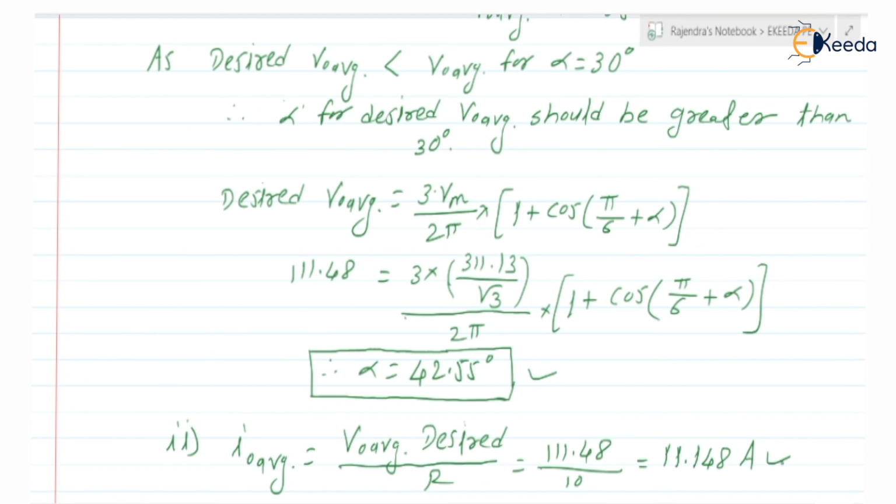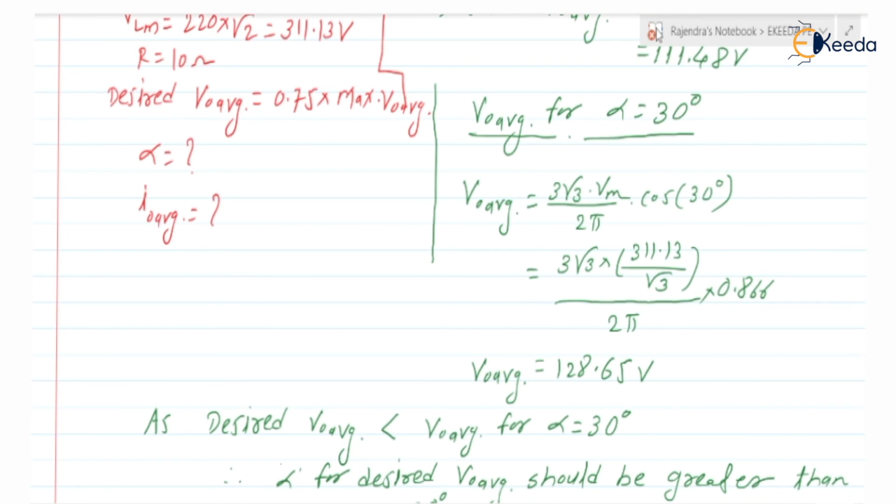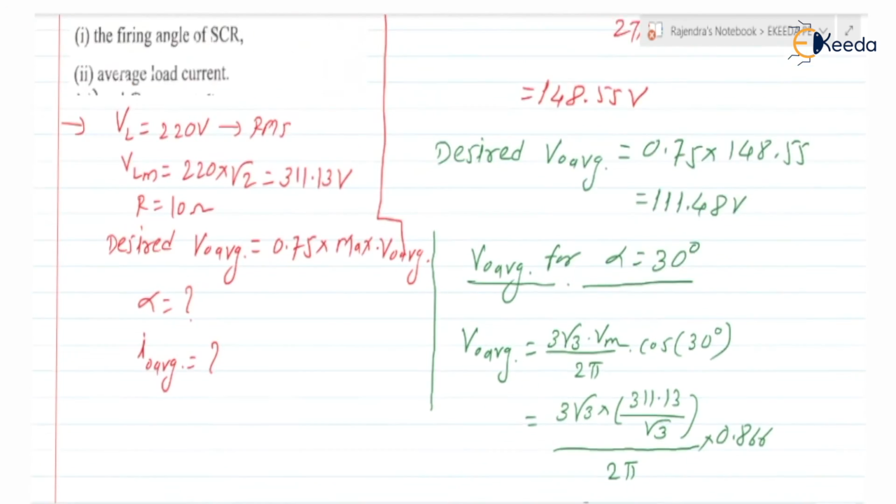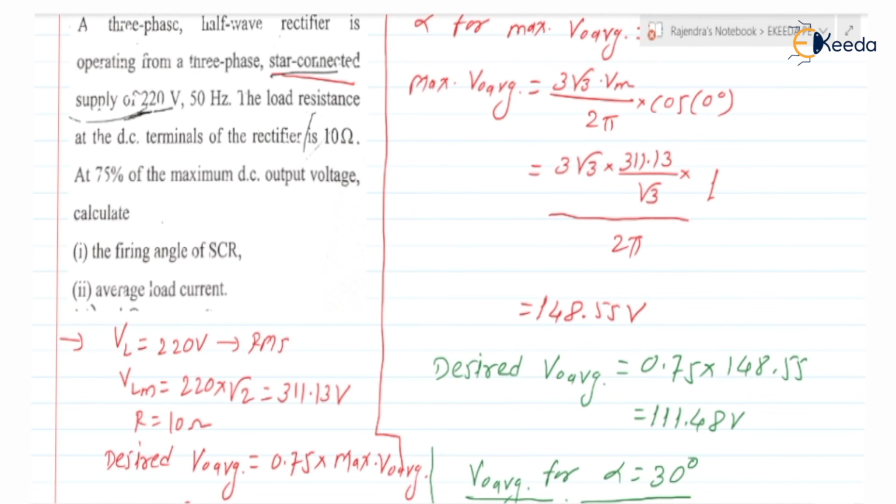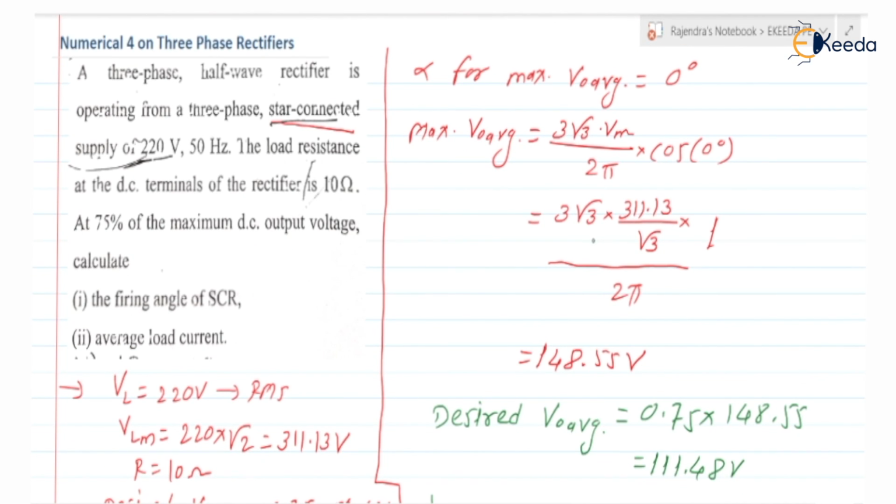So this is about numerical number 4 related to three phase rectifiers. In the next video we are going to discuss the effect of source inductance on the performance of single phase fully controlled rectifier. Okay, thank you.